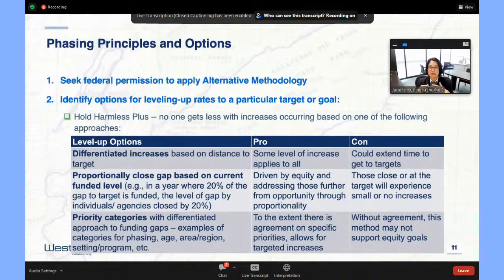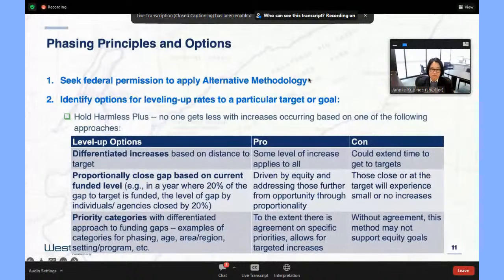It could be that you differentiate them based on the distance. So if you said, well, everyone that's 50% less than the target is going to get a higher level of increase than those that are 75% of the target. So you create some ways that you'd say a little bit more goes to those that are further away, but it's based on your current funded level.